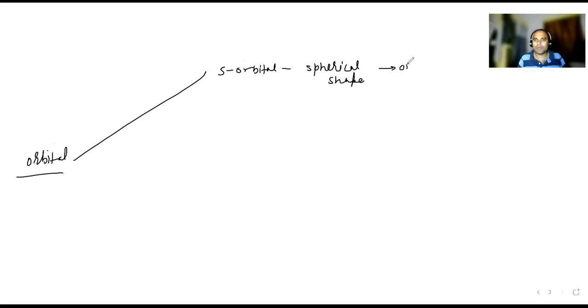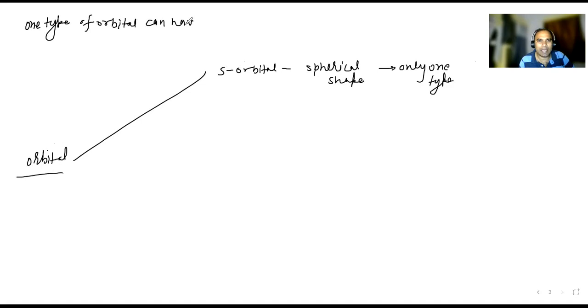Only one type of orbital. This is the very important punchline, the star mark: one type of orbital can have maximum 2 electrons. So it is only one type. How many maximum electrons can be? 2 electrons. Very good.